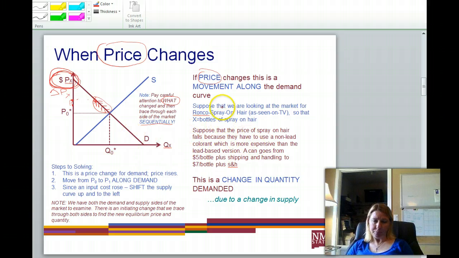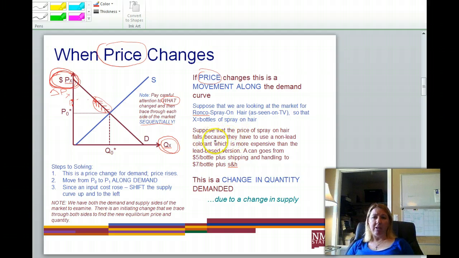For example, the market that I'm going to look at is a little bit silly, but we're going to look at Ronco spray-on hair. This is an as seen on TV product, and so what we're looking at here, the quantity of X, our X market down here, is the bottles of spray-on hair. The reason I chose Ronco spray-on hair is that it is the number one of all time favorite as seen on TV commercial, and so I thought that would make a rather funny market.